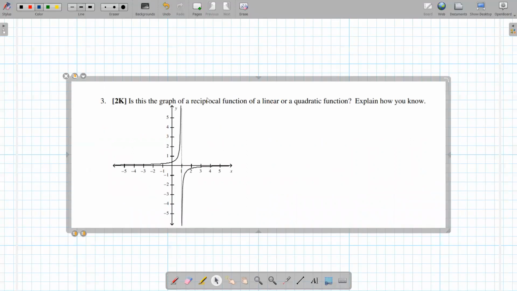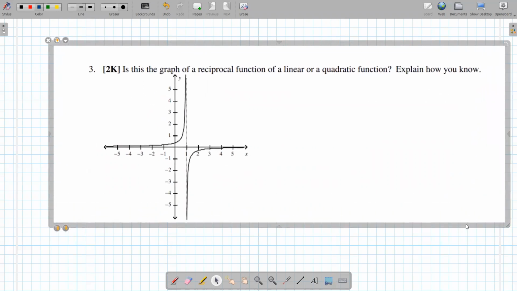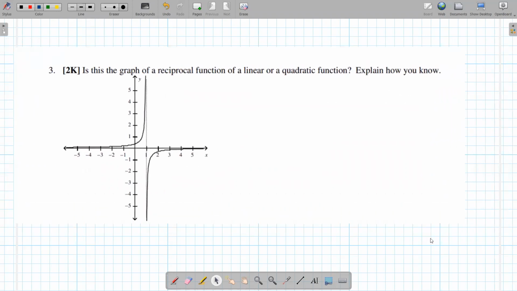Here's a concept question. It says, is this a reciprocal of a linear or a quadratic? And how do you know?